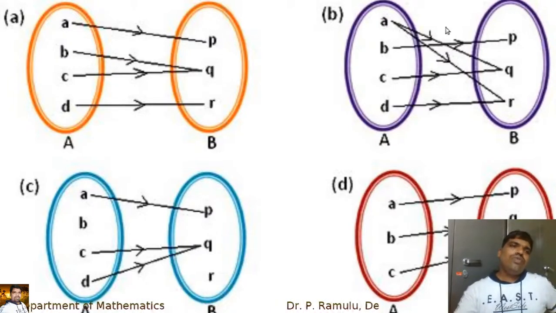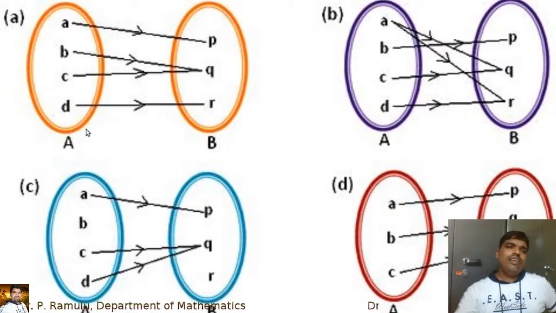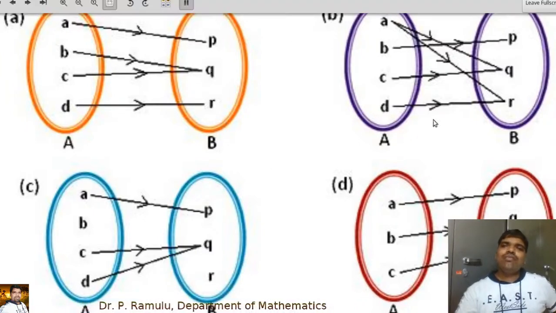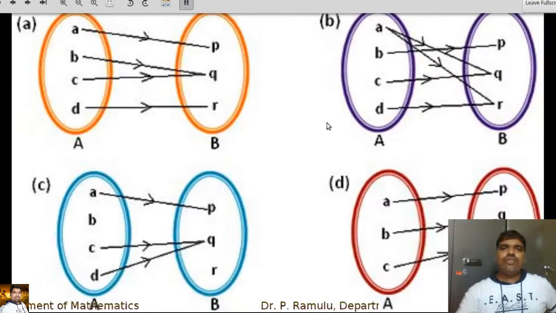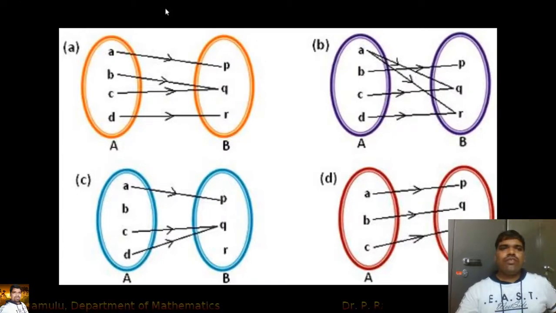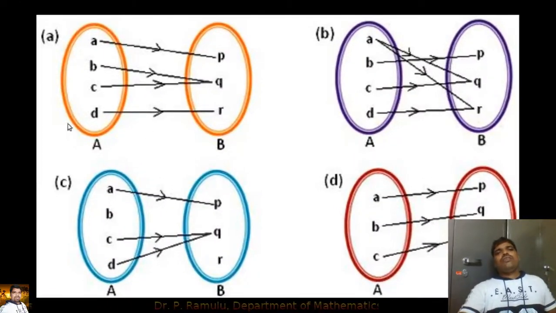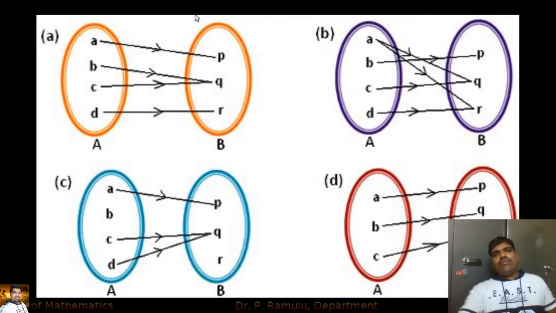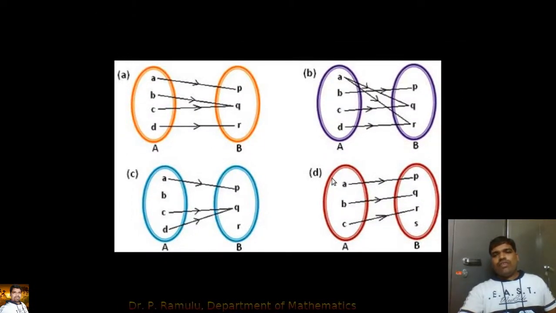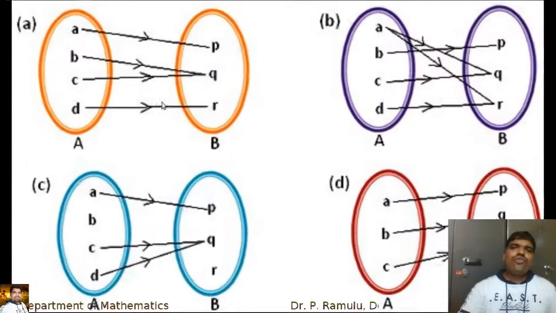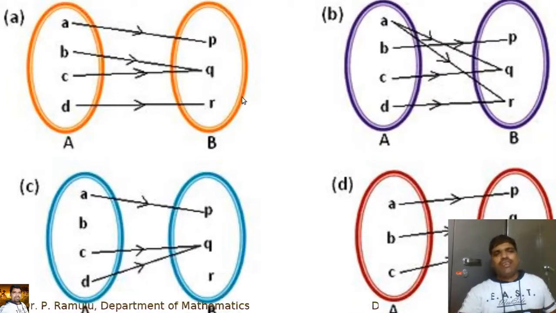Okay, I'm using here, this is A, this is B, and the corresponding arrows I'm drawing. Remember here, the correspondence I am drawing, this is A, B, another correspondence is this A, B, another correspondence is A, B, and another thing I am denoting here is A, B. So first of all, I would like to explain like this.